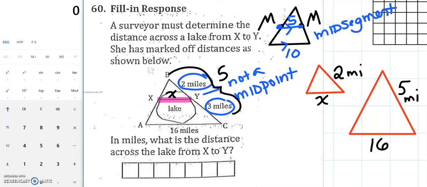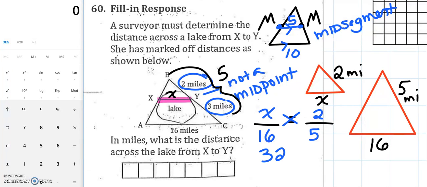Now, if I want to go ahead and solve for x, I'm going to set up a proportion. So let's match some things up here. Let's say x is going to match up with 16. And then the right sides are going to match up, so 2 matches up with 5. Let's cross multiply and solve. 2 times 16 is 32. 5 times x is 5x. So in our calculator, 32 divided by 5 gives me 6.4 for x.